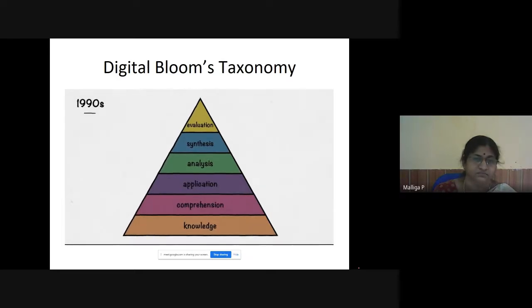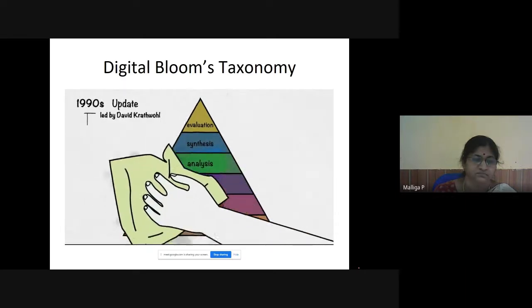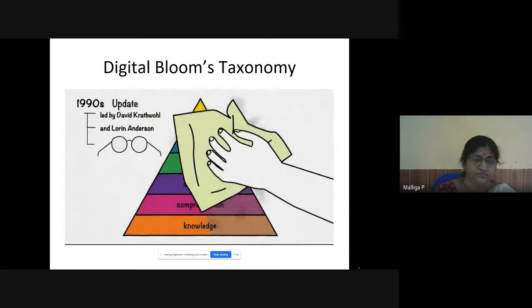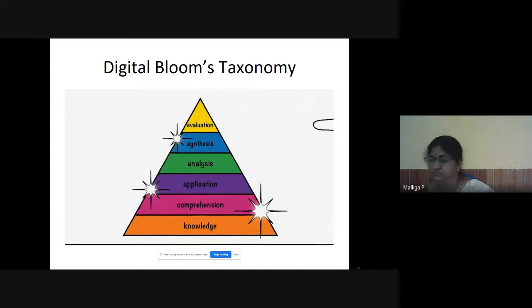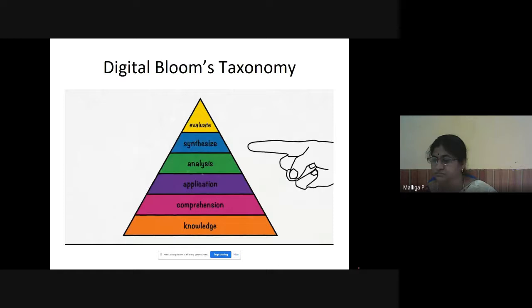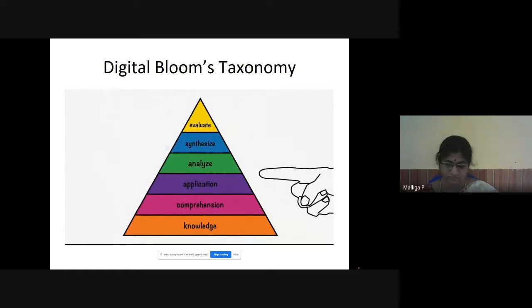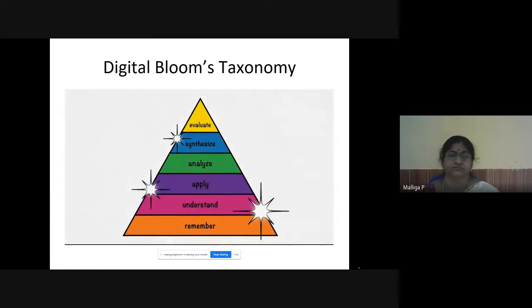In the 1990s, Bloom's taxonomy was updated by a group led by David Krathwohl, one of the original authors, and Lorin Anderson, a former student of Bloom's. To make the model relevant to 21st century learning, one of their main changes was updating the nouns associated with each level to action-oriented verbs. This differentiation positions thinking as an action-based process rather than one of passive acquisition. For example, knowledge was replaced with remember, analysis was changed to analyze, and so on.